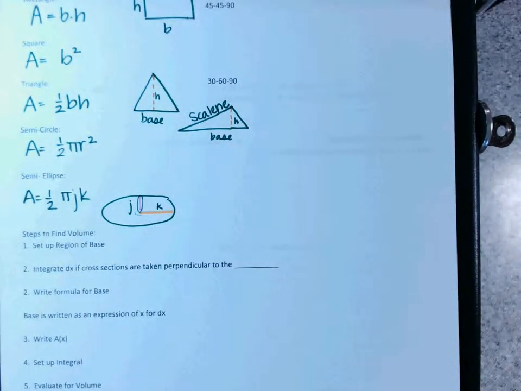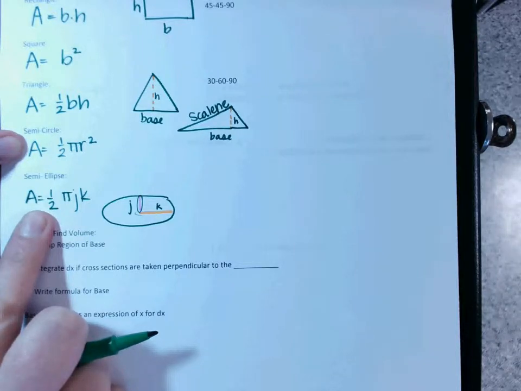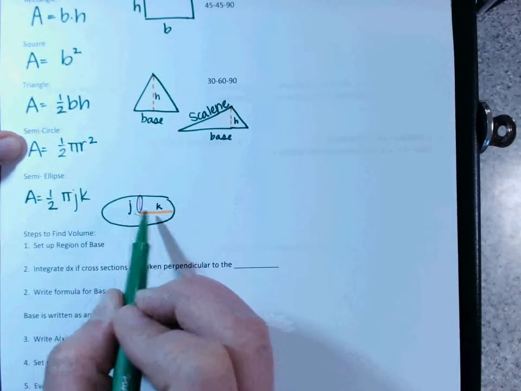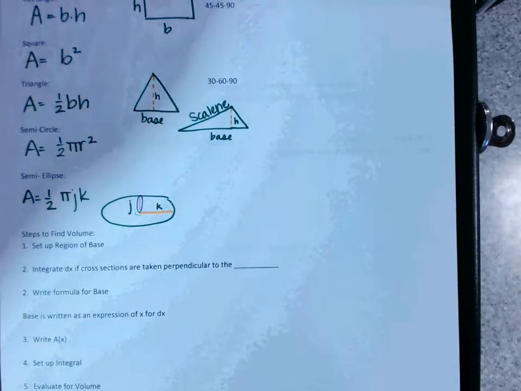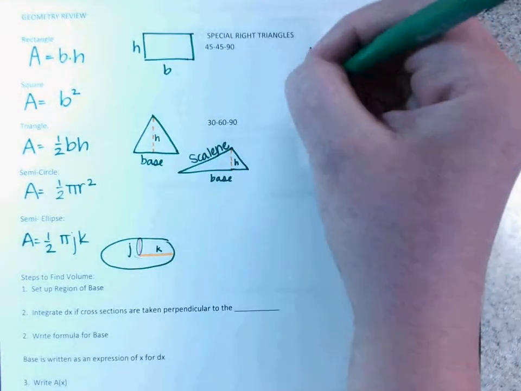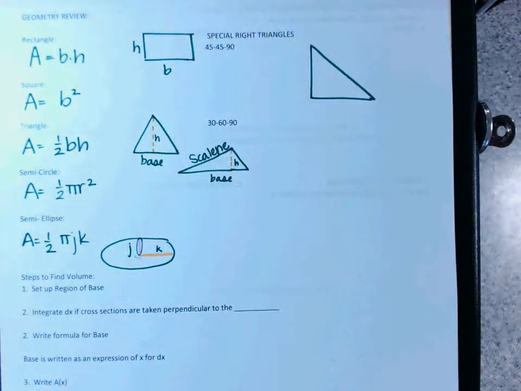Now, I want you to think about for a second the difference between the ellipse and the semicircle formula. For a circle, what do you know about these two measurements? They would be the same. So that's why you can condense it into pi r squared and just kind of call it a day. Okay? All right, the last two things you have to know about are your special rights. Does anybody remember the ratios of a 45, 45, 90 triangle?